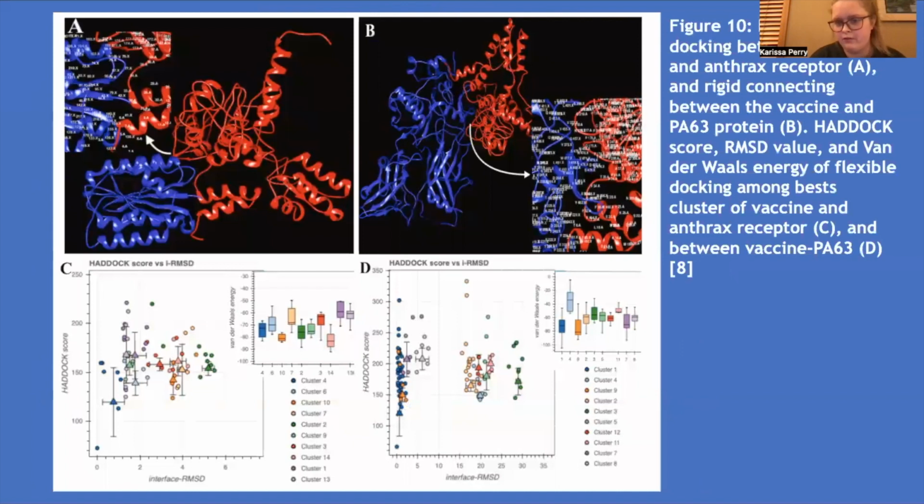And this is a graphical representation of the molecular docking. So you can see the relative molecular docking between the vaccine itself and the anthrax receptor.